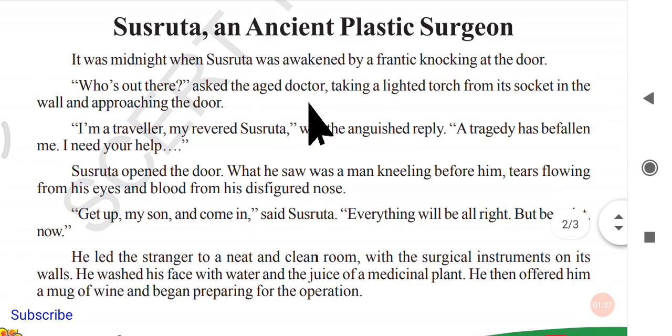Okay, fine. So it was midnight when Susrutha was awakened by a frenetic knocking at the door. So as soon as we enter the text here, we see it is completely midnight, and Sushrutha was awakened. Awakened in the sense Sushrutha got up since there was a frenetic knocking on the door, tick tick tick.